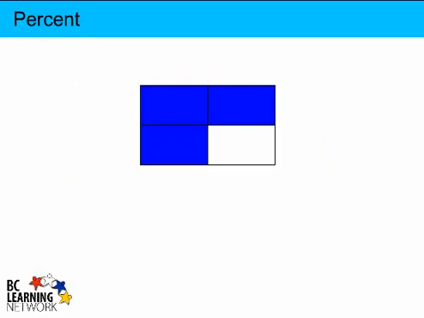What percent of this image do you think is represented by the blue shading? Now, it would be easy to represent this as a fraction because you can see that 3 out of the 4 squares or rectangles are blue. So we could represent it as 3/4. But now we want to represent it as a percent. In order to represent it as a percent, we have to have it out of 100. And our fraction right now is not out of 100, so we have to convert it so that it is out of 100. So how do we do that?